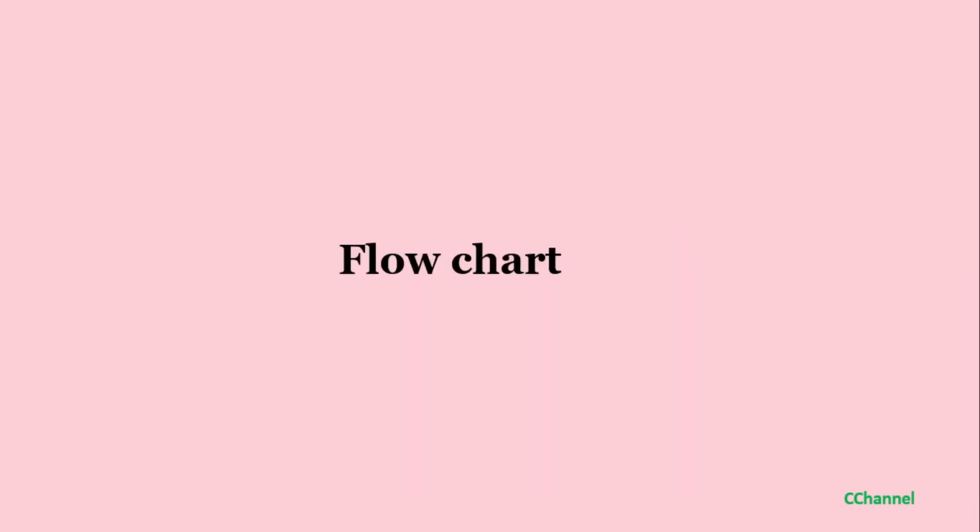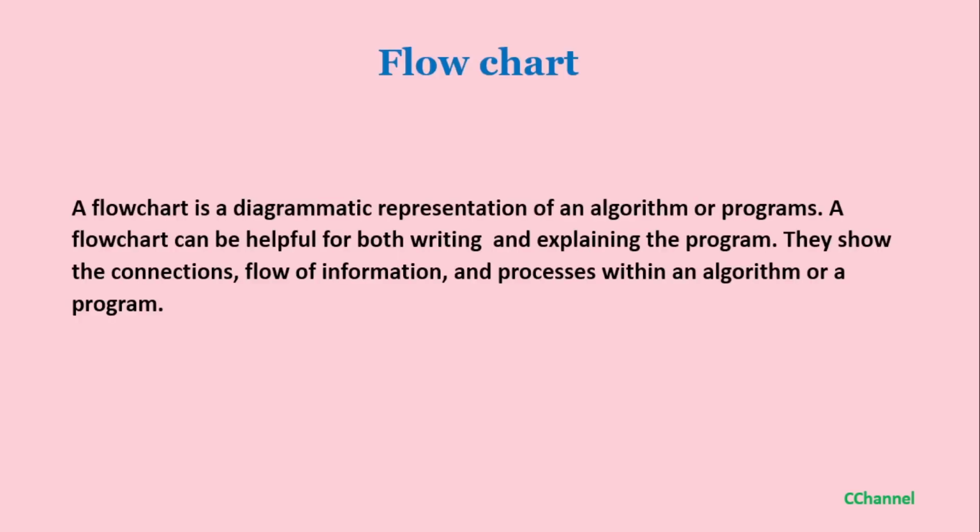What is a flowchart? A flowchart is a diagrammatic representation of an algorithm or program. A flowchart can be helpful for both writing and explaining the program. They show the connections, flow of information, and processes within an algorithm or a program.